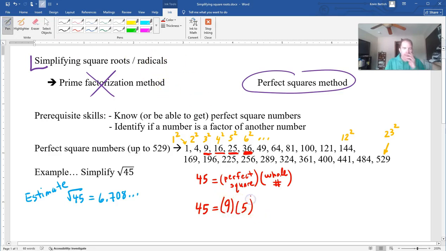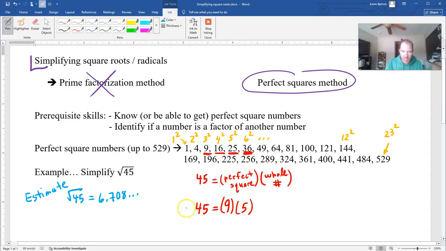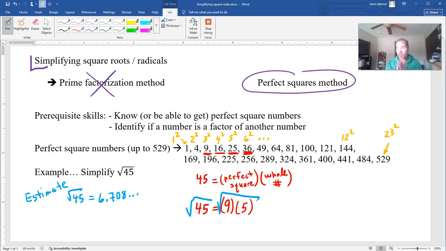All right, keep in mind though, I found a perfect square, but we're really doing the square root. So if I say, well, then the square root of 45 would be the square root of 9 times 5. Okay. Now here's the trick. Here's the reason you'll see why we care about these perfect squares. Some people might say, well, 45 is 3 times 15. Why didn't we bother with 3 times 15? You'll see here in a moment.